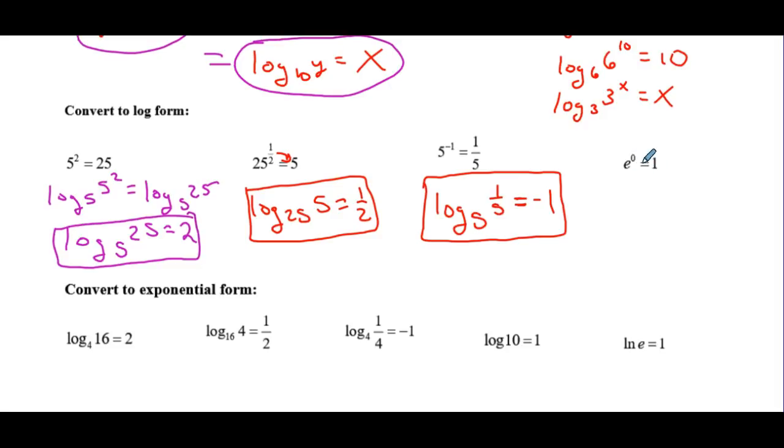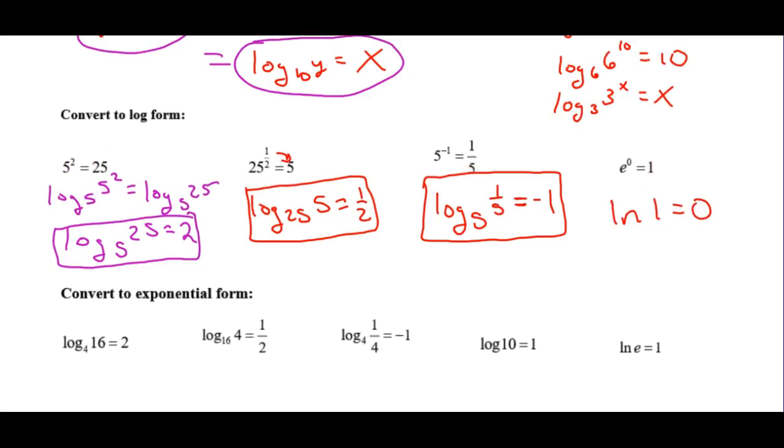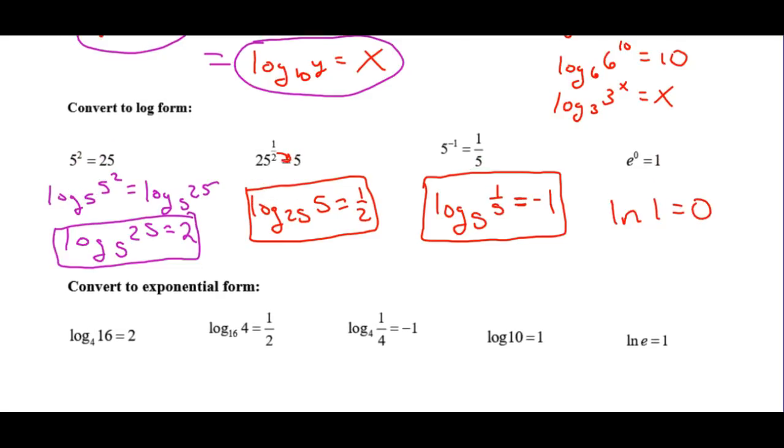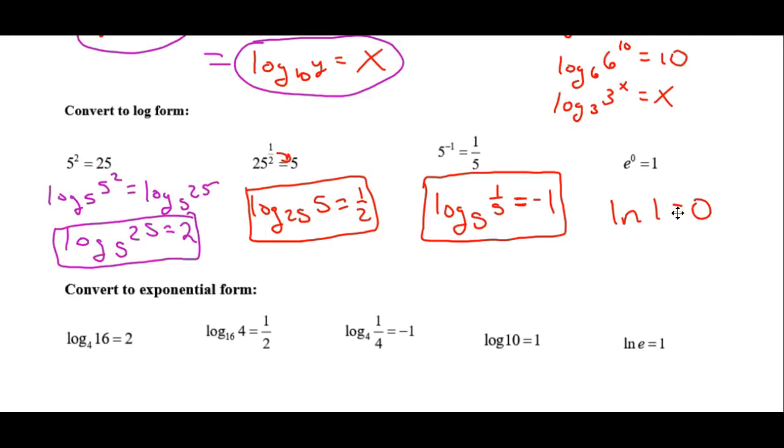So try this one, see if you can rewrite that one. Pause the video, give it a try. All right, so you should have ln of 1 equals 0. All right, let's get my pen back. And that should be what you have.